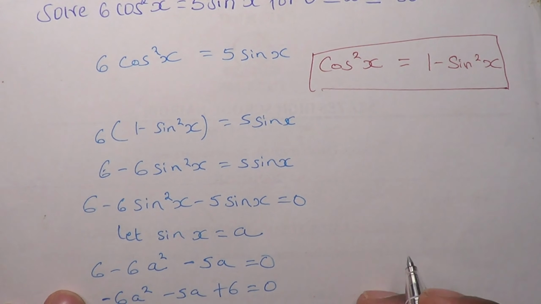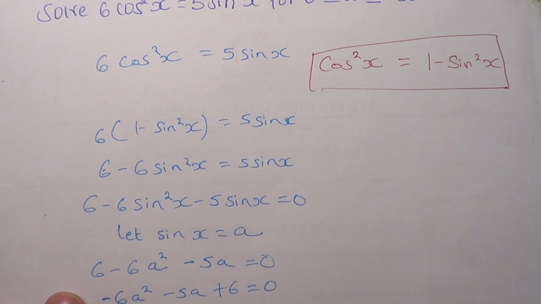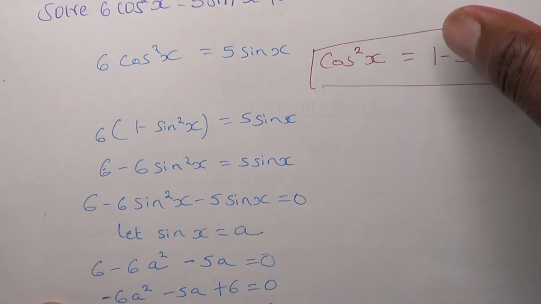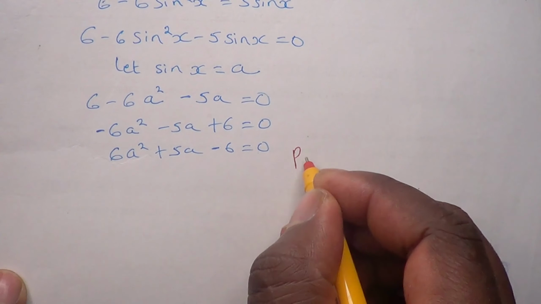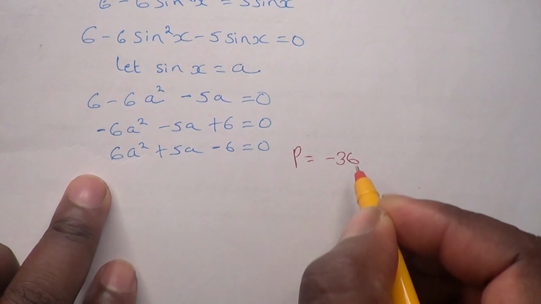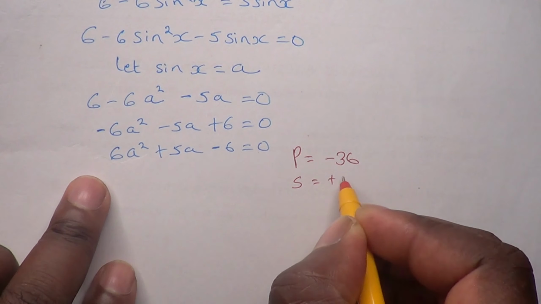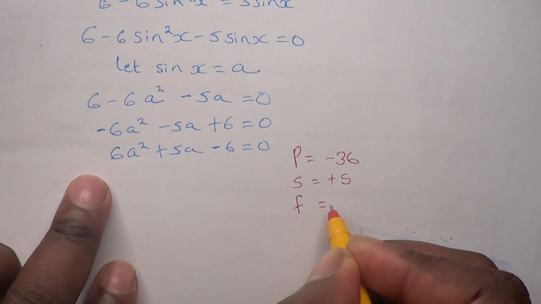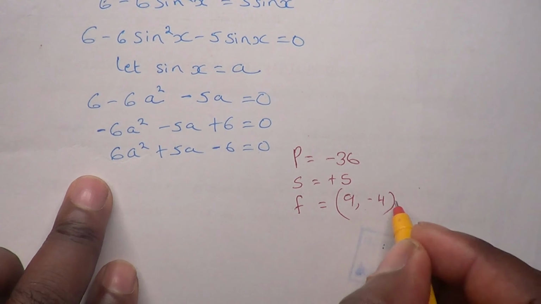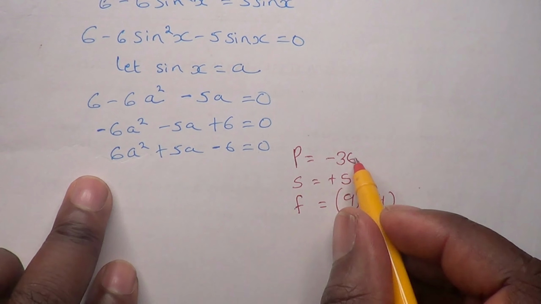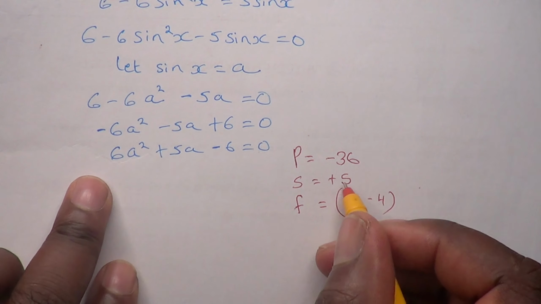Let me multiply everything here by a negative, so negative times negative will be positive: 6a² plus 5a minus 6 equals 0. So the next thing is you need to find the product. The product is negative 36, then the sum here is positive 5. Then the factors: the factors of this now will be 9 and negative 4. When I multiply these two, I will get negative 36. When I add 9 plus negative 4, I will get positive 5.